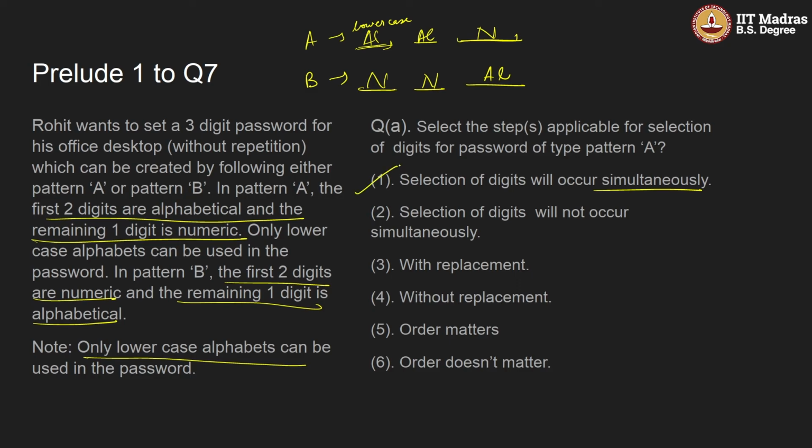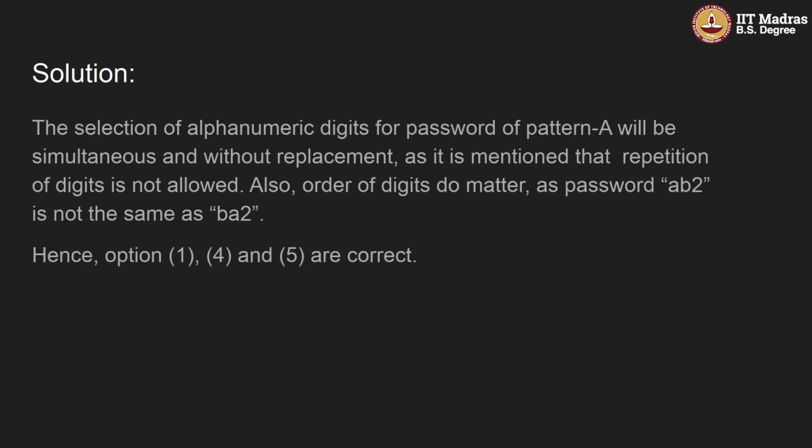Now, here the selection of the digit is simultaneous, so that means it is without replacement. We are not replacing it, we are not repeating it, and here the order matters. So let's look into the solution. The selection of alphanumeric digit for password of pattern A will be simultaneous and without replacement, as it is mentioned that repetition of digit is not allowed. Also, order of digit does matter because passwords AB2 and BA2 are different. So here the order matters. So options 1, 4 and 5 are correct.